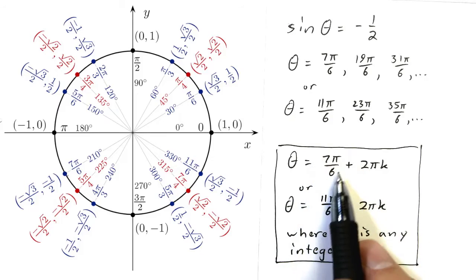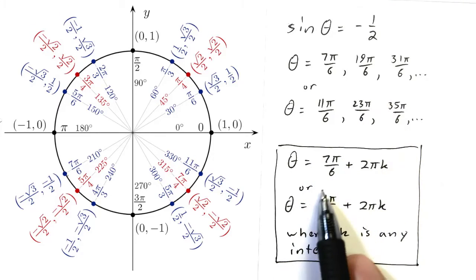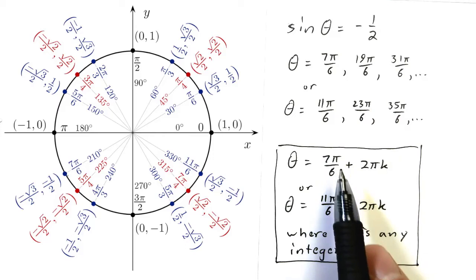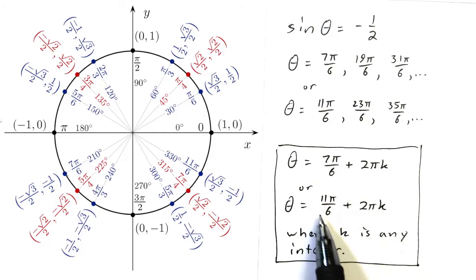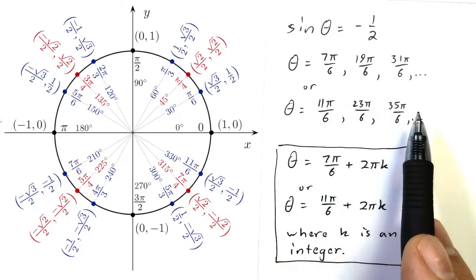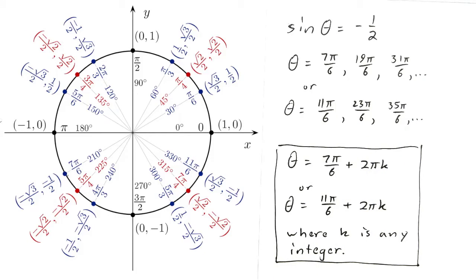I could have started at 19 pi over 6 for this one, and I could have started at 23 pi over 6. Or I could have started at negative pi over 6 for this one, and negative 5 pi over 6 for this one. Those would also be valid answers because they generate the same lists. So you'll see there's actually more than one way to write these down.